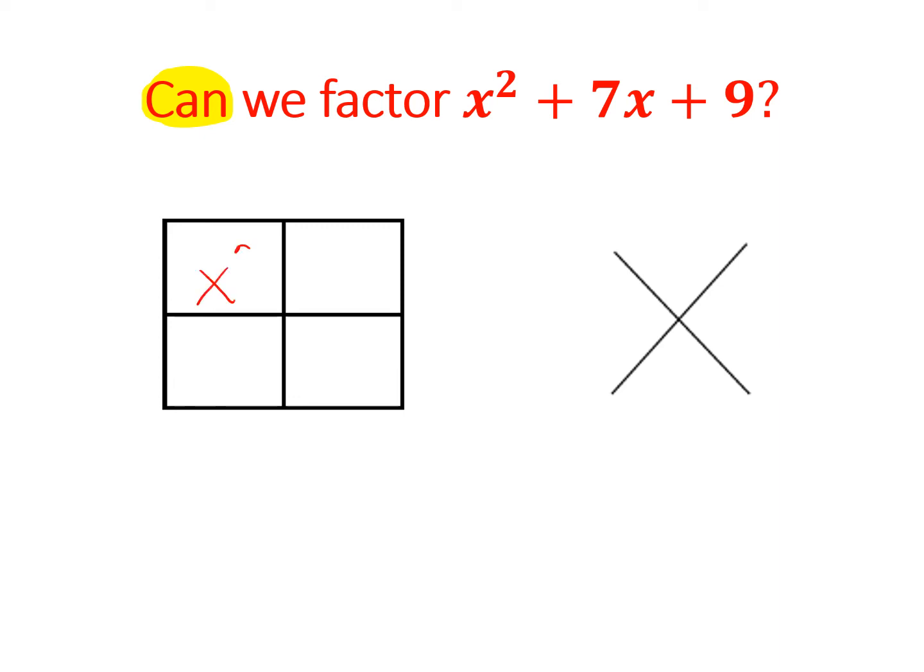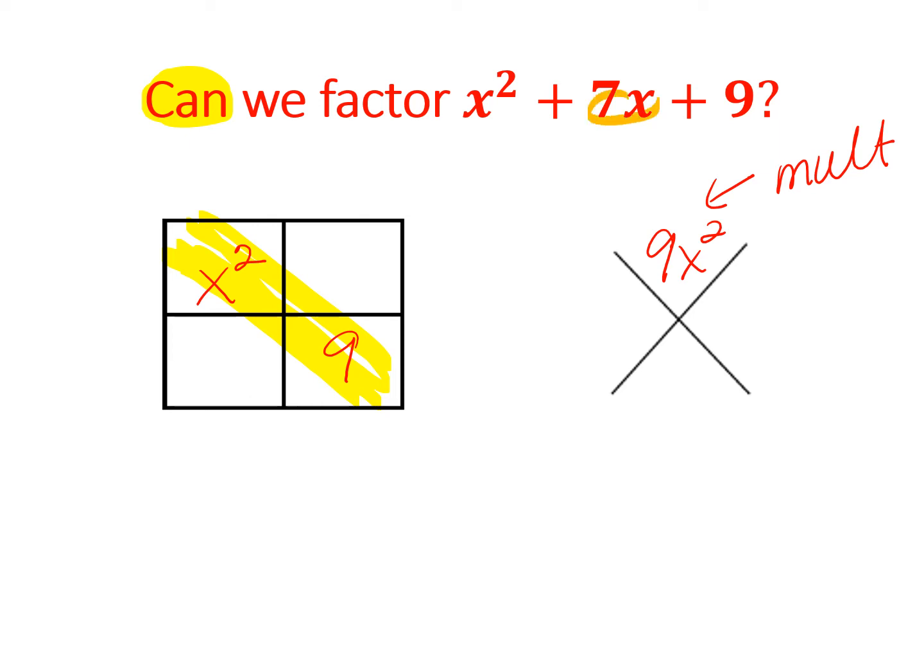Fill in the first block with our x squared. We fill in a 9 in the constant box. Then remember, we're trying to see what's going to multiply to give me x squared times 9, which would be 9x squared. So I'm going to put that in the top. So again, what multiplies to give me 9x squared, and then we want to see what will add up to give me 7x.